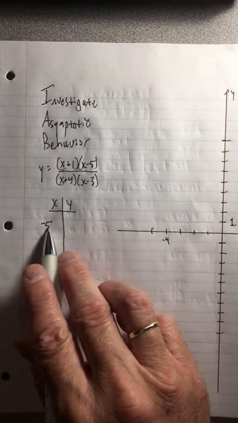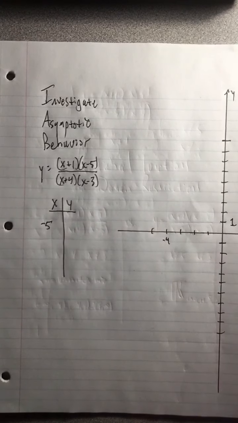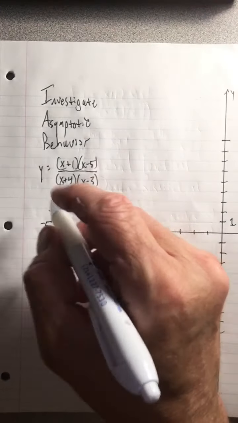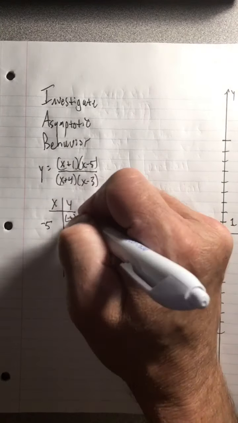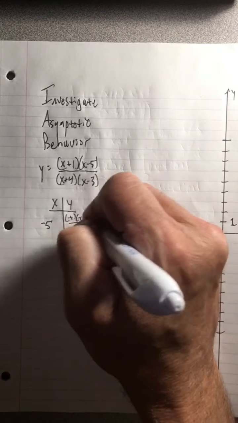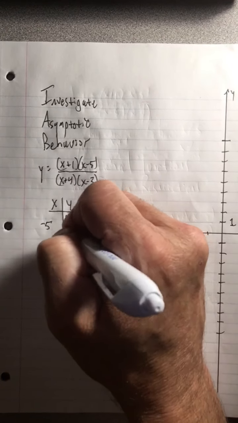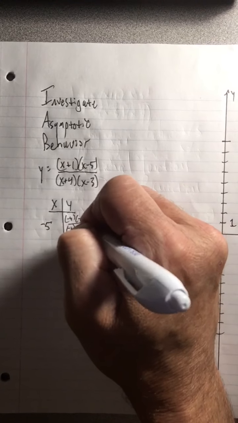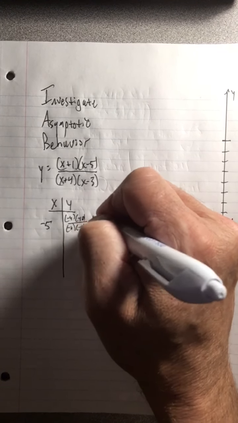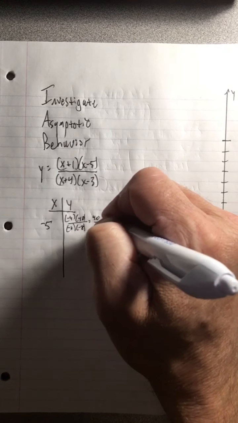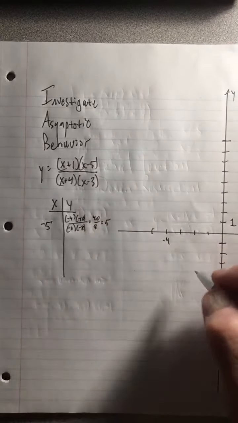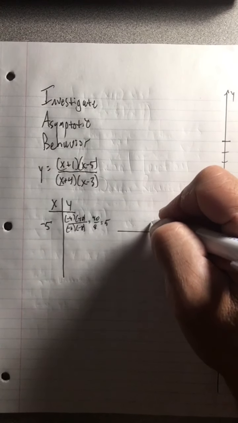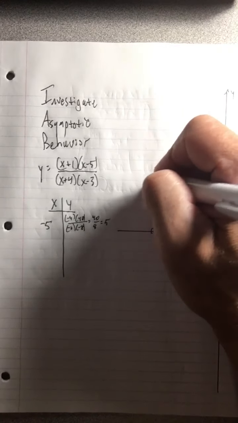near -4. So like if I put in a -5, clearly I'm going to have -5 plus 1 is a -4, and then -5 minus 5 is a -10, and then down below I have a -5 plus 4, that's a -1, and -5 minus 3 is a -8. So this is 40 divided by 8, which is 5. So at -5, I go up 5. 1, 2, 3, 4, 5.